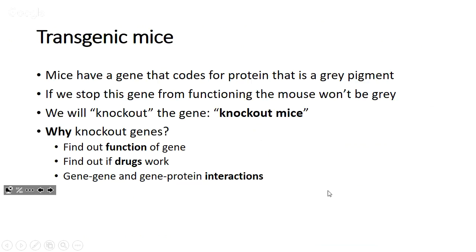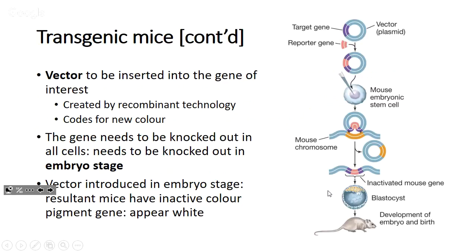What we want to do is realize exactly what the function of a gene is. We want to realize if our drugs are working given specific genotypes, and we also want to realize what the gene-to-gene and gene-to-protein interactions are, and also protein-to-protein interactions. That isn't written down there, but it's also something worth considering. So how do we get this done?